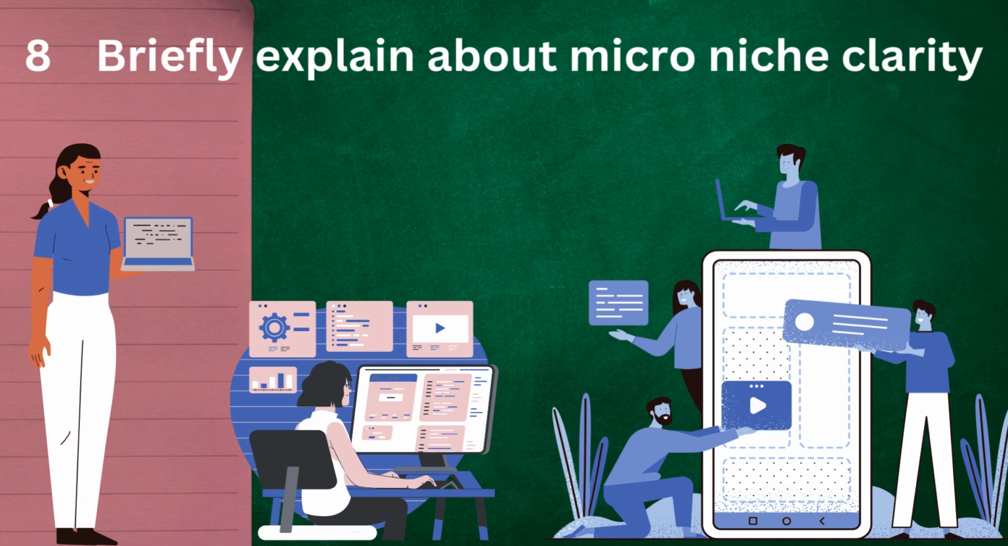Validate your idea. Validate your chosen micro-niche and course idea by testing it with a small audience or offering a pilot version of your course. Gather feedback, assess interest and engagement, and make adjustments based on the insights you gather.